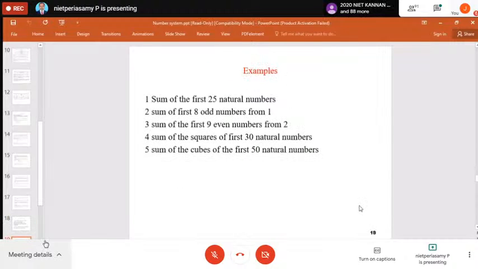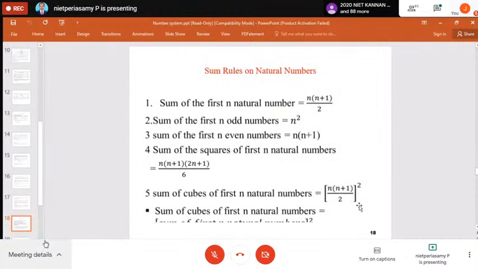Now, from formula 1 and 5, we conclude something about the sum of the cubes of the first n natural numbers. What is the relationship between formula 1 and formula 5? Anybody tell me? The squaring of the sum of the first n natural numbers will be equal to the sum of the cubes of the first n natural numbers. That is the relationship between formula 1 and 5.